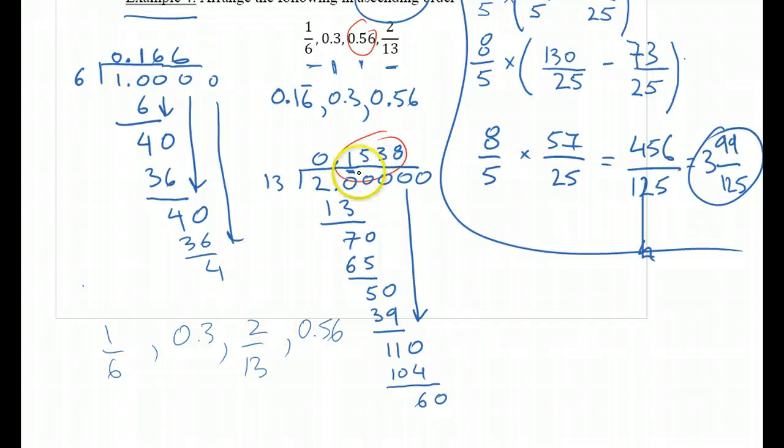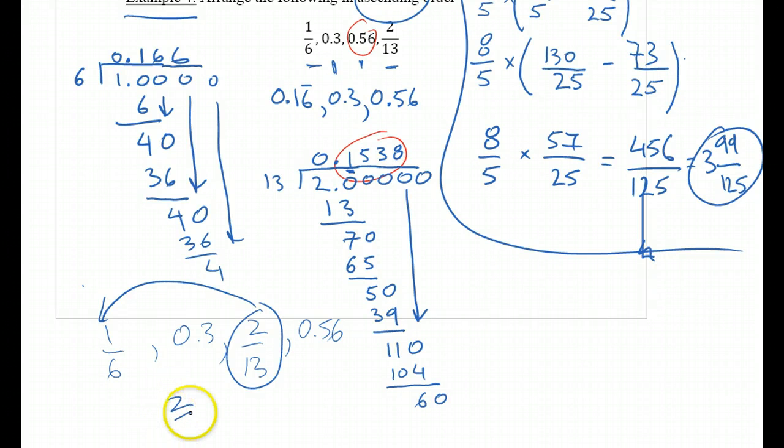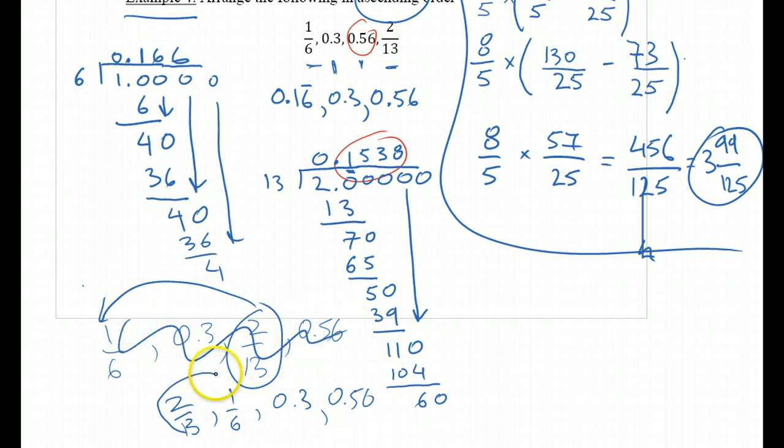So really, this one is the smallest number. 2 over 13 is the smallest number and should go way over here at the beginning, because 0.15 is smaller than 0.16 repeating. So it's going to be 2 over 13, and then 1 over 6, and then 0.3, and then finally 0.56. So forget about this order. Here is the real deal down here.